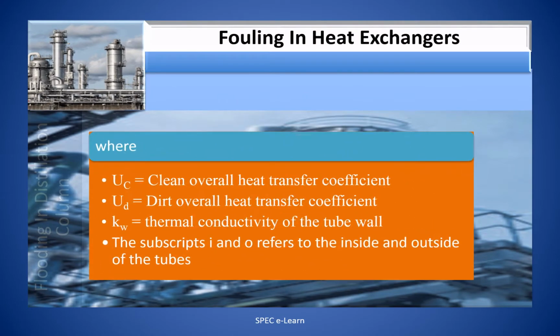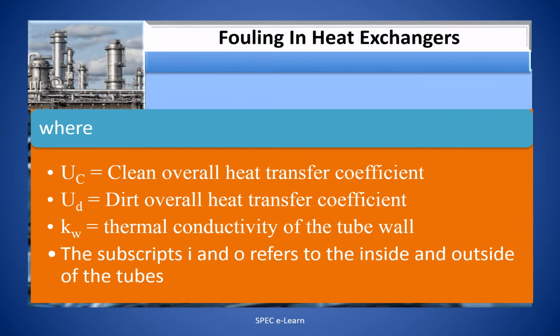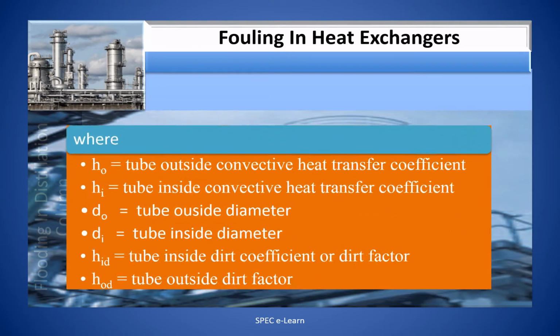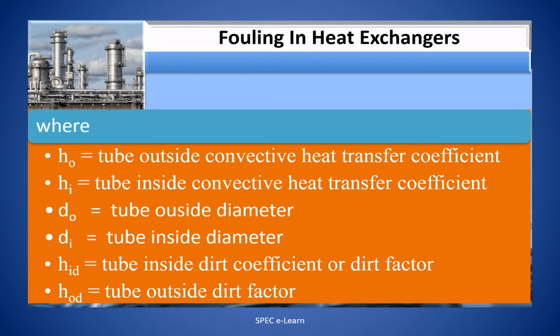Where UC is a clean overall heat transfer coefficient, UD is a dirt overall heat transfer coefficient, Kw is a thermal conductivity of the tube wall. The subscripts I and O refer to the inside and outside of the tubes. Di is the inside diameter of the tube. Do is the outside diameter of the tube. HID is a tube inside dirt factor. HOD is a tube outside dirt factor.